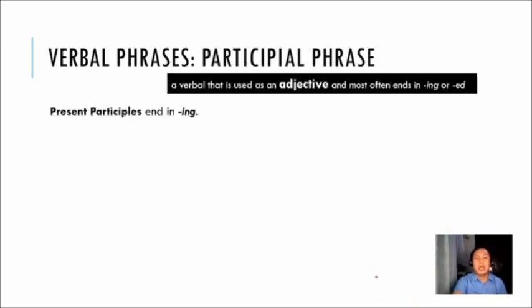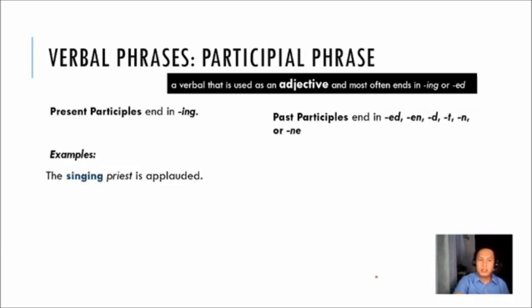Participial phrases have 2 types. We have the first one for present participles that end in ing, and the past participles that end in ed, en, d, t, n, or ne. Let's have first the present participles. Examples. The singing priest is applauded. As I have said, participials always function as an adjective.